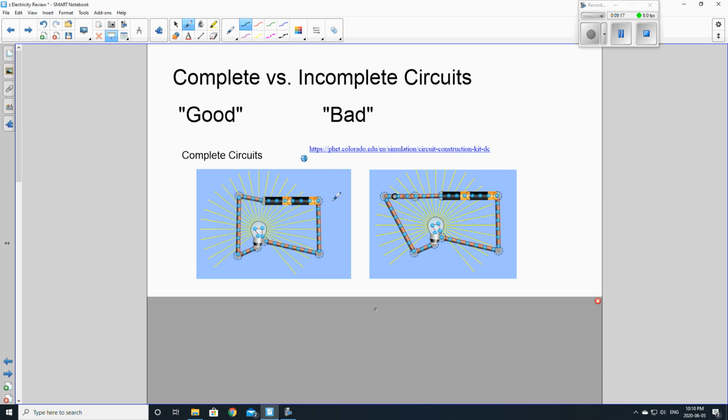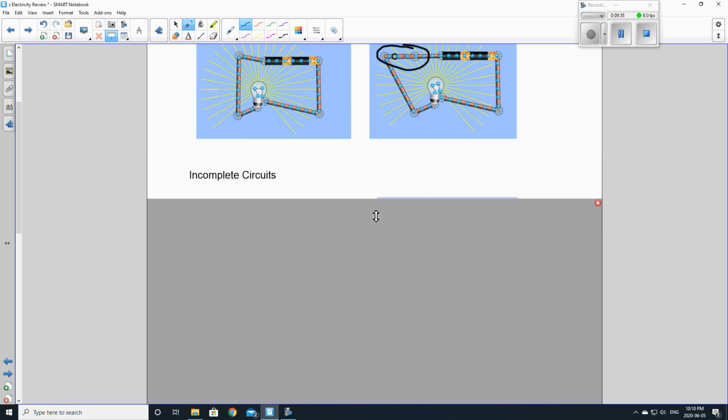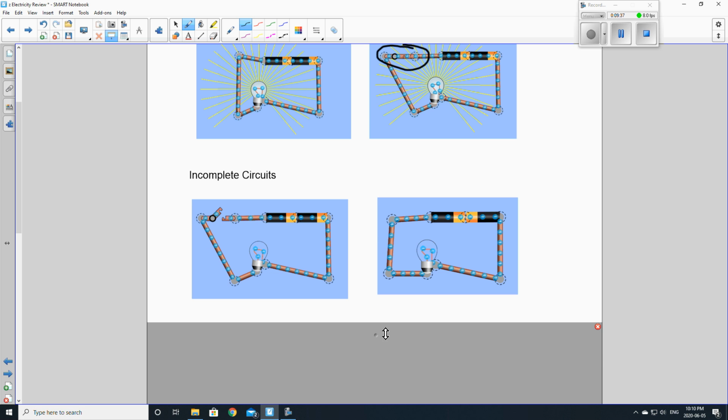This is the most simple type. There's a wire, there's a bulb, and there are some batteries. Everything is touching. Here, similarly, everything is touching, but you'll notice that right over here there's a switch and it's closed. So these are complete circuits and the lights are on. Next up, here are some examples of incomplete circuits.